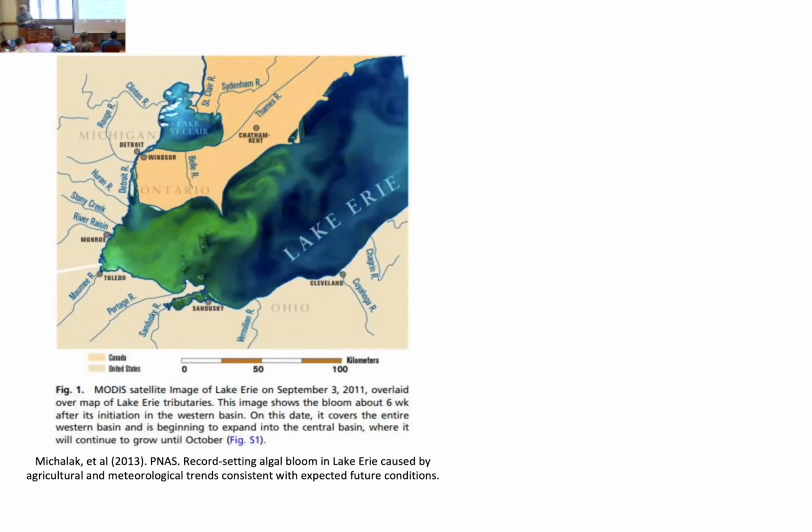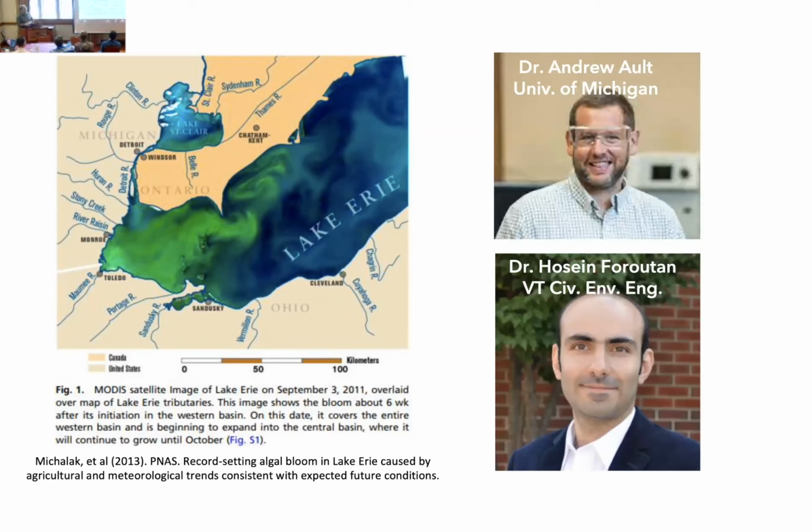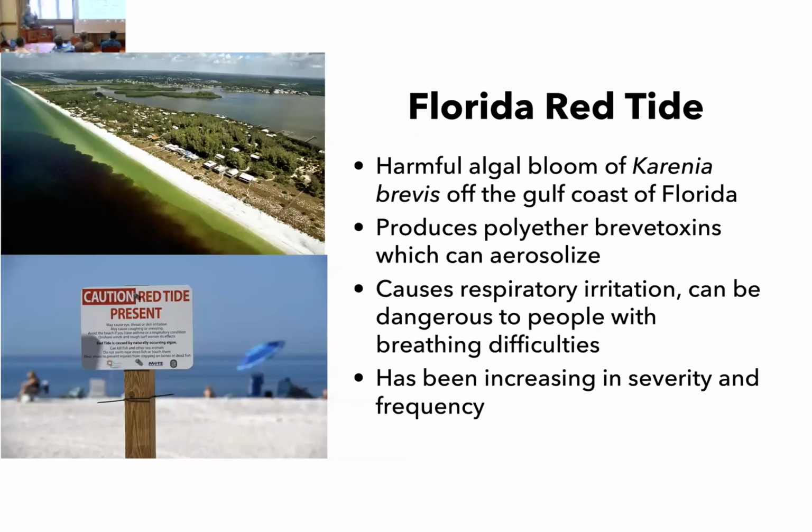Lake Erie had a very large bloom in 2011, and these are actually increasing in severity and intensity year by year. So we're working with some collaborators, one at the University of Michigan, and then also Dr. Hussein Furatan, who's here in the Civil Environmental Engineering Department, to try to understand how algal blooms form, but then also methods to predict how toxins related to it get spread into the atmosphere and can affect population centers.